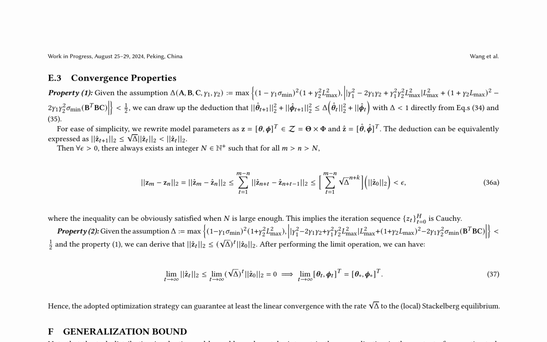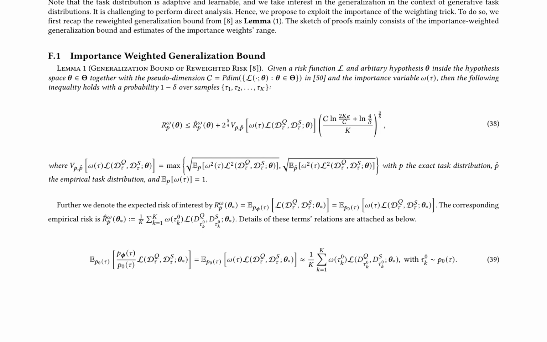The generalization bound is also explored, particularly the importance weighted generalization bound from 8. This bound is crucial for understanding the generalization in the context of adaptive task distributions. The reweighted generalization bound is detailed, involving the importance variable omega, tau, and the pseudo-dimension c. This analysis is essential for the optimization strategy's performance and understanding its behavior in various scenarios.